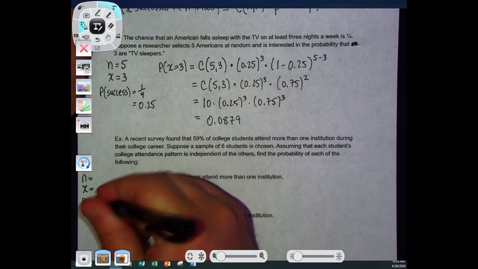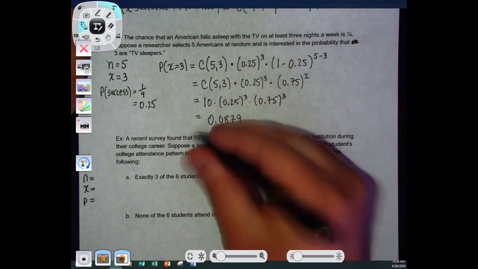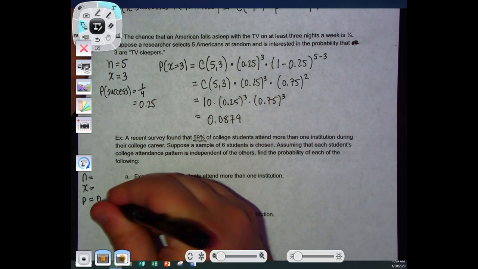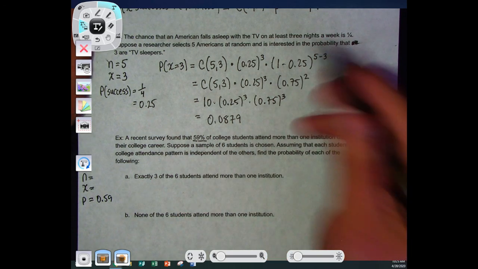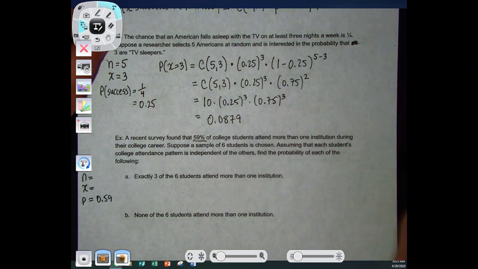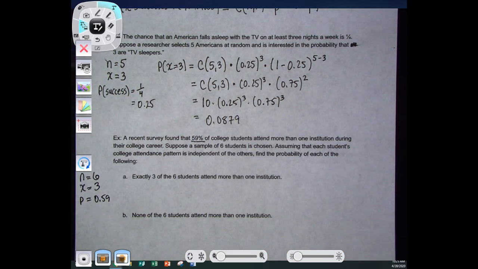So in this case, we know that the recent survey found 59%. That's our probability, so we're going to use 0.59. Our sample, our N, is 6, and we want to know 3. Okay, wonderful.